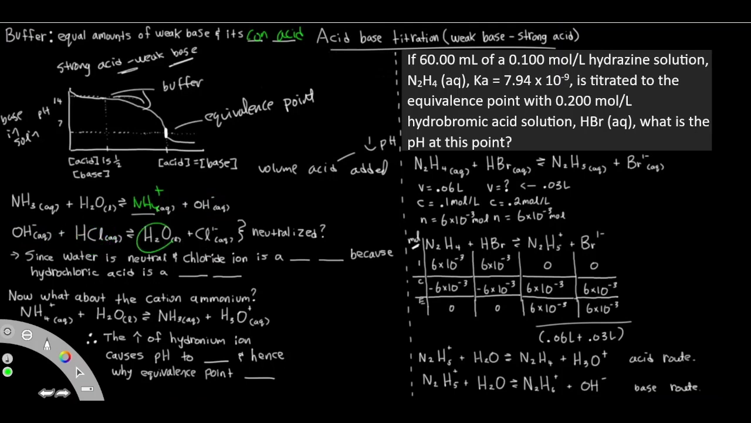How do we know that this is neutralized? Well, water is obviously neutral, and then this Cl minus is going to be a weak base. Why? Because it is the conjugate base of this acid over here. And we know HCl is a very, very strong acid, right? So HCl is a very strong acid, which means chloride ion is going to be a weak base. Now, what about the cation, ammonium?